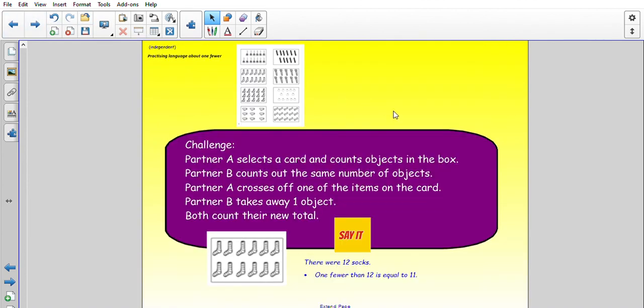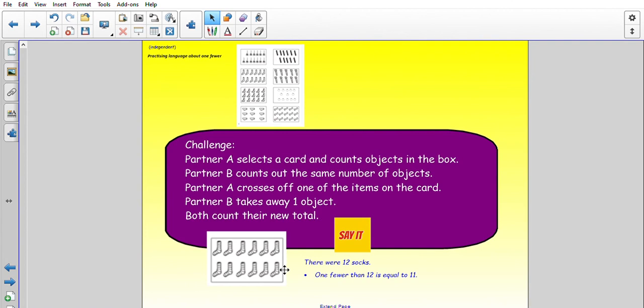Right, last game today. You're going to have a go at trying to use 1 fewer than. So I've sent you these pictures, and we're going to be using these pictures today. So the first job is to choose one of these cards and count how many there are in each box. So I've chosen this one with the smelly socks. I hope they're not too stinky. So how many socks have we got in our box? 1, 2, 3, 4, 5, 6, 7, 8, 9, 10, 11, 12. There are 12 socks. Well done.